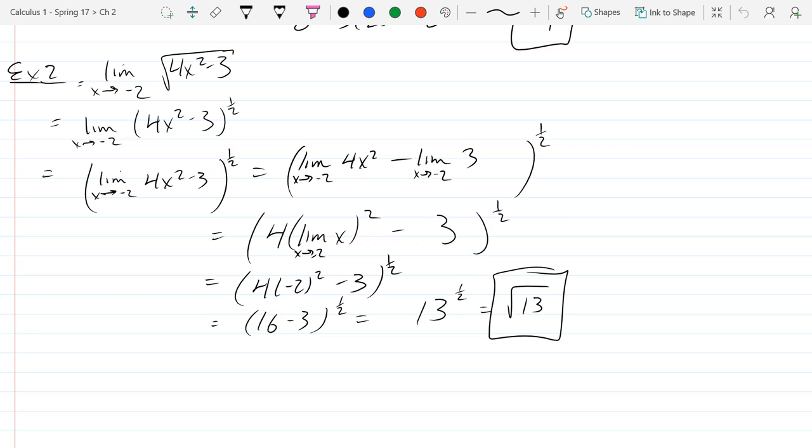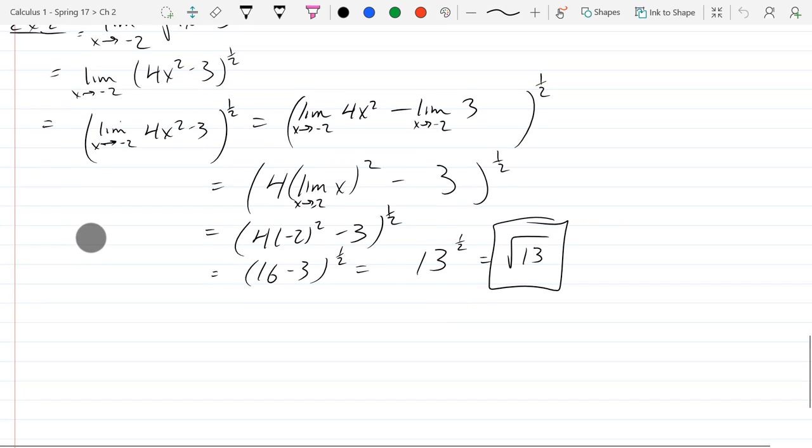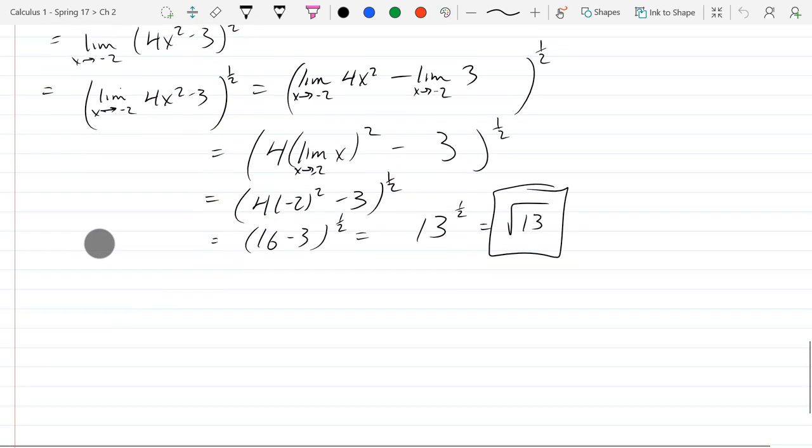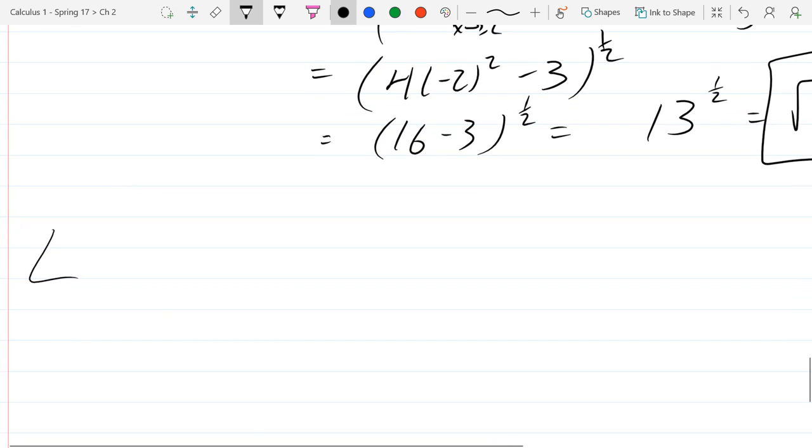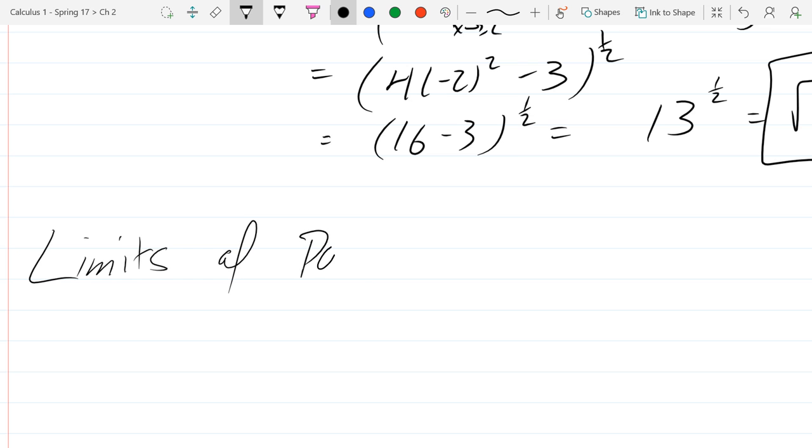That work for, we'll start with polynomials, and then we'll go on to rational functions. So let's take a polynomial. Well, what we're doing first, so we're looking at limits of polynomials and rational functions.